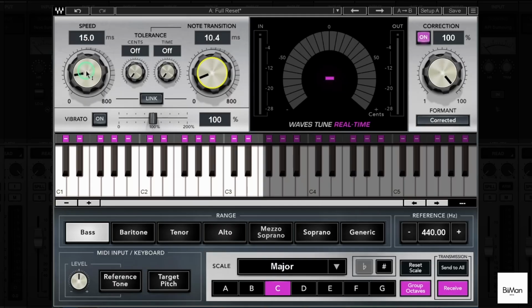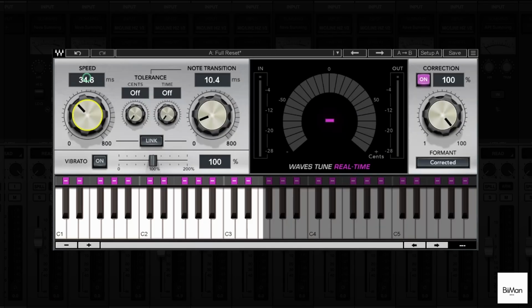So basically what it does is, guys, it determines how fast the Waves Tune Real-Time corrects sustained notes that are drifting out of tune. And just like the note transition, faster values on the speed result in faster corrections, and longer values let the Waves Tune Real-Time take longer to correct to the target note. You see, guys, so let's set that up and hear how it sounds.